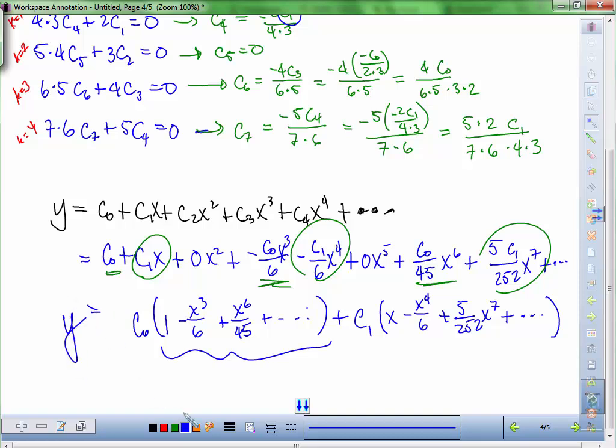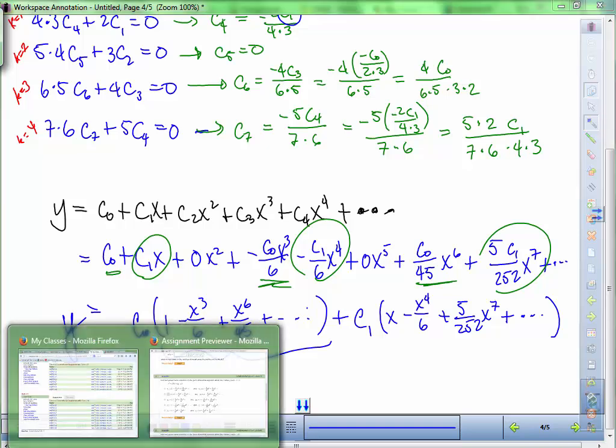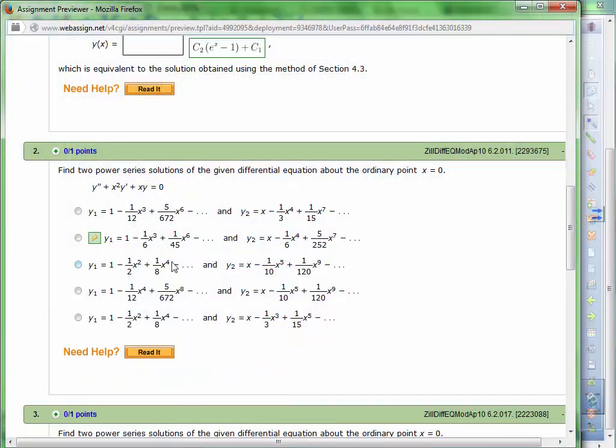All right, let's see if we got it right. Oh, it's the one with the correct answer. But it is right, right? You got 1, 1, 6, 1, 45, and then 6, 5, 252. We even got those coefficients right. All right, so it looks good. So here is a function which we cannot identify, but at least now we have a power series solution for it.